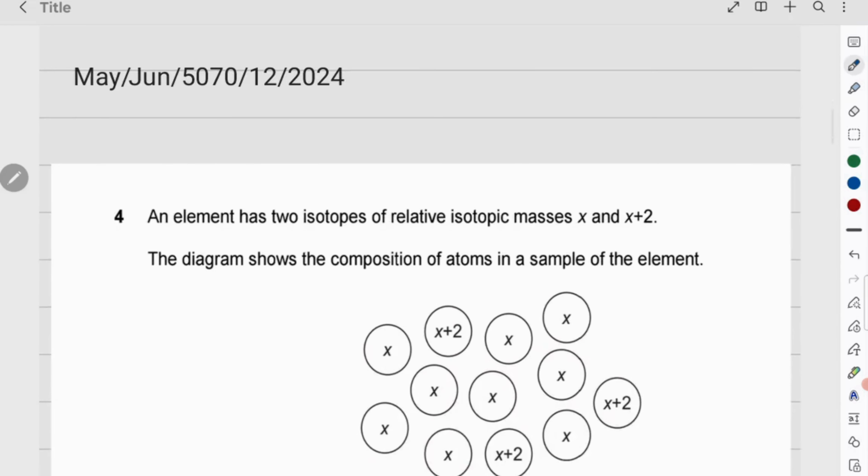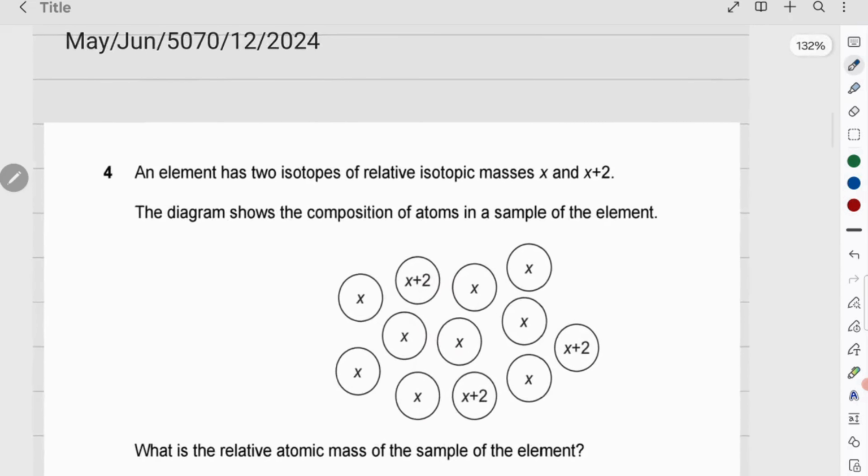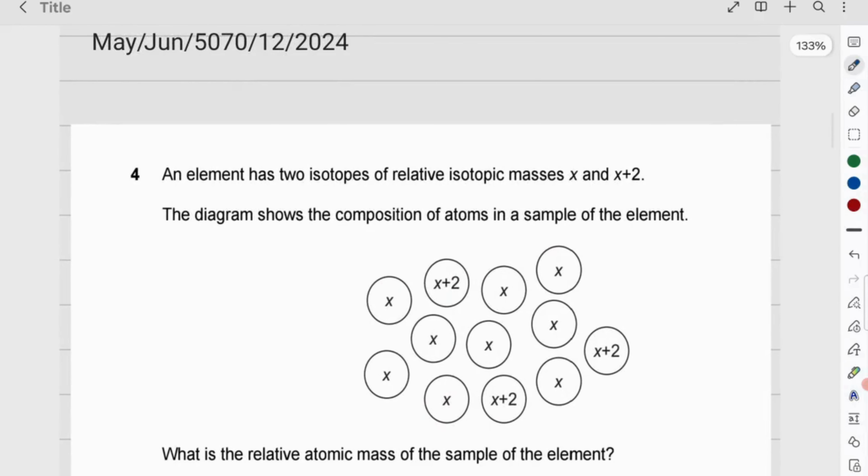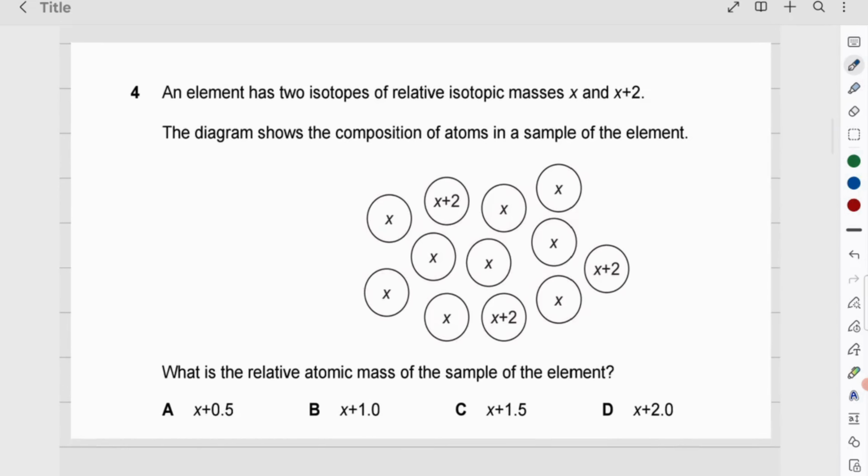So the next question is from May-June 5070 Paper 1, 2024. The examiner's report says students faced some difficulty attempting this question: how to calculate the relative atomic mass from the isotopic masses. This question, as you know, is a little bit tricky. So how will we do this question? Let me tell it to you.